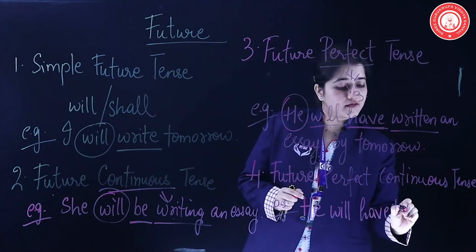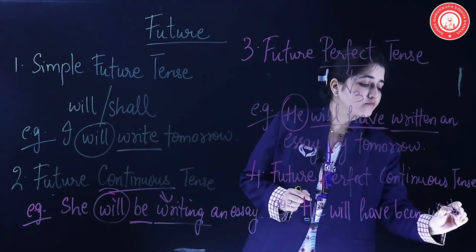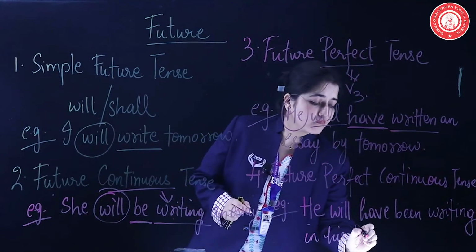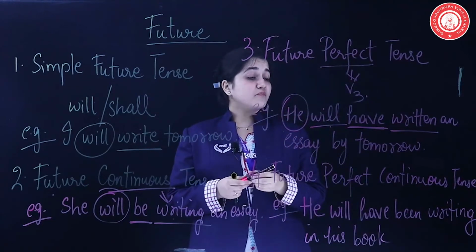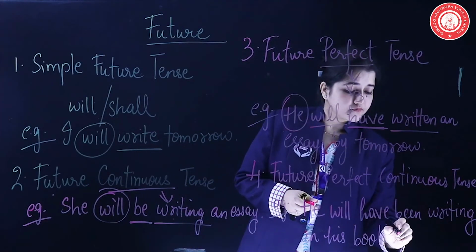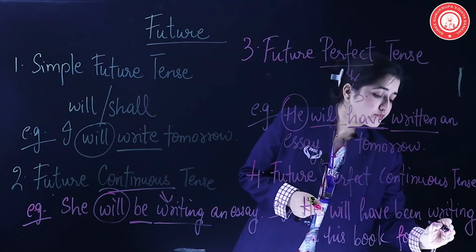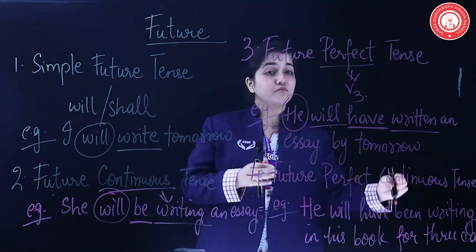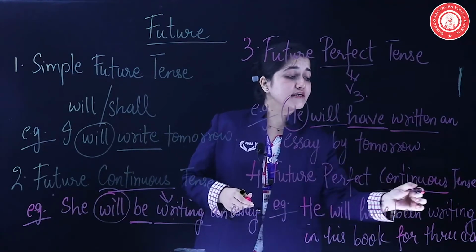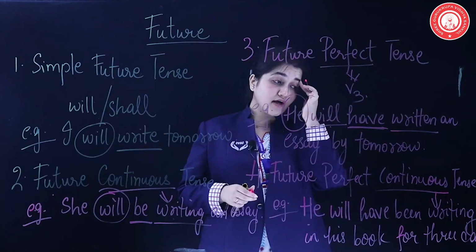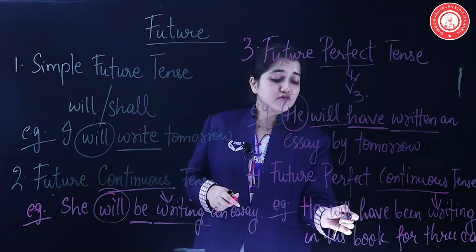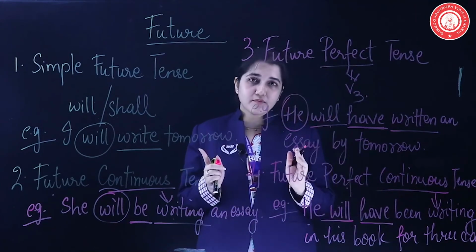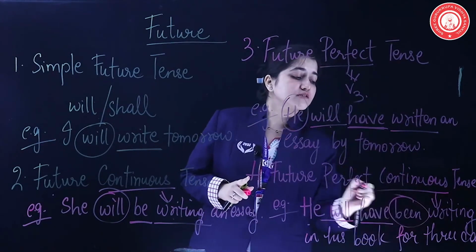He will have been writing in his book for 3 days. So see, the sentence has become so long. He will have been writing. Because it's the continuous tense, we are using the ing form of the verb. And of course, for the future, we have will. Because it's perfect tense, we are going to use have. And to join the perfect and continuous tenses together, we are using been.